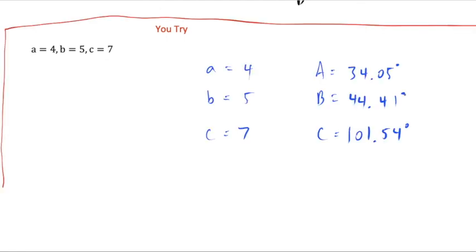So I have a you try for you to try. Take a couple seconds, pause this video, and try it out. All right, so for angle A, you should have gotten 34.05 degrees. For angle B, you should have gotten 44.41 degrees. And for angle C, you should have gotten 101.54 degrees.